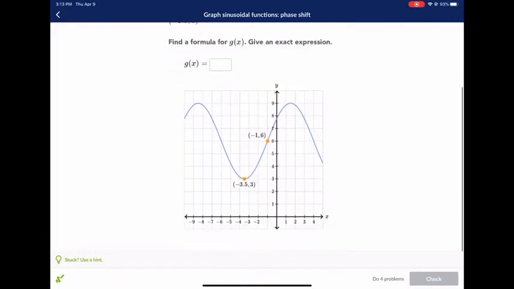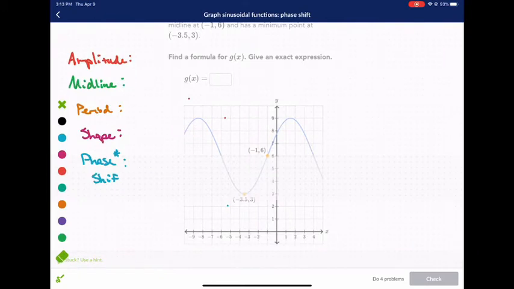Let's first find the midline. All right, so the midline looks like it's going to be 6, right? It's going to be the mid mark between the maximum and the minimum of this function. There's a way that you can find it. It's really an average of the maximum and the minimum. So 9 plus 3, average it divided by 2, you get 6. That's the midline. So y equals 6.